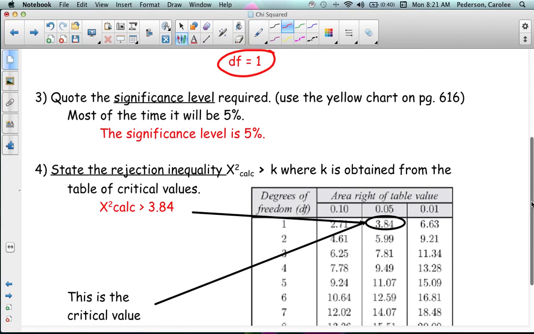The next step is to quote the significance level. We're going to use this box right here.